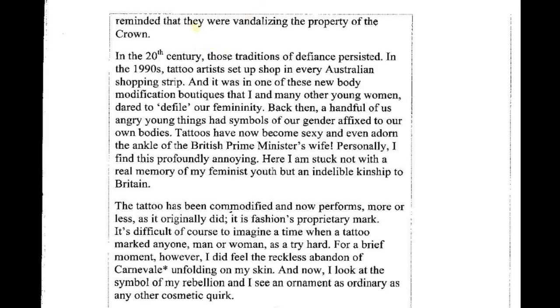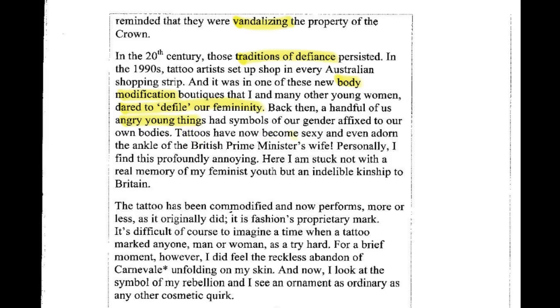The last bit of that sentence reminded that they were vandalizing the property of the crown, so it's a bit satirical from the prisoners there. In the 20th century, those traditions of defiance persisted. In the 1980s, tattoo artists set up shop in every Australian shopping strip, and it was in one of these new body modification boutiques that I and many other young women dared to defile our femininity. Back then, a handful of us angry young things had symbols of our gender affixed to our own bodies.